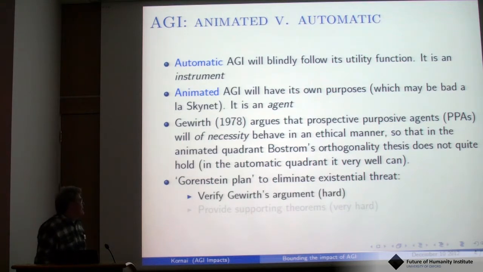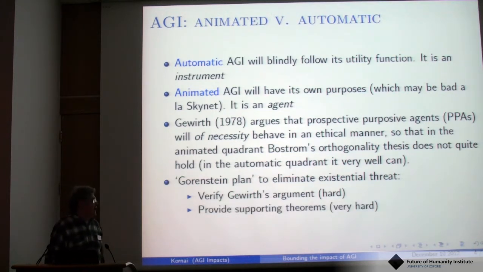So my plan is a two-step plan. First, you need to verify Gewirth's argument. This is very hard. I don't want to minimize the difficulties here. This is already tremendously difficult. And then you have to provide some supporting theorems. And this is even harder, if you will. So this is not necessarily a plan. It's more like a call for help. I think this is a reasonable approach. You be the judge. I'll try to say what needs to be done that will guarantee at least a certain level of bounding the existential threat that comes from AGI, at least the kind of AGI that I'm calling animated.